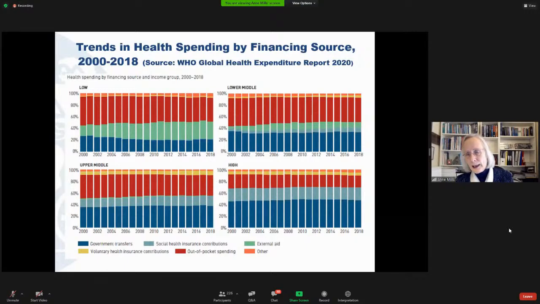But I've always found it quite interesting how slowly the out-of-pocket payment share falls by country income group. Obviously, you have variation between individual countries, but it's not until countries really reach upper middle income and indeed high income that the out-of-pocket share becomes relatively small. But again, it's interesting to note that even in high income countries, there's still a not insignificant share of out-of-pocket payments.